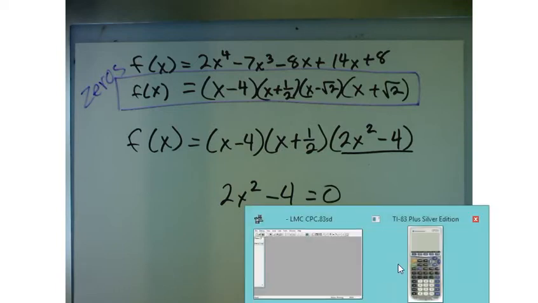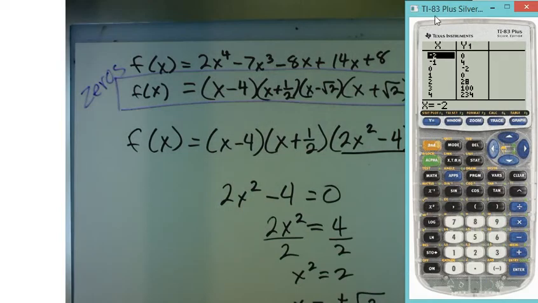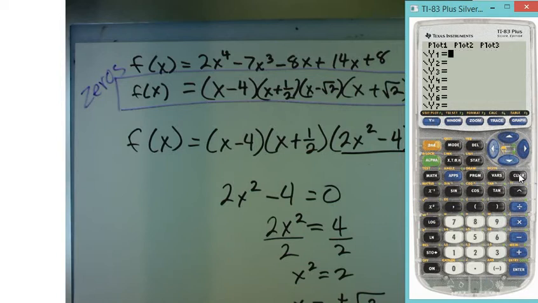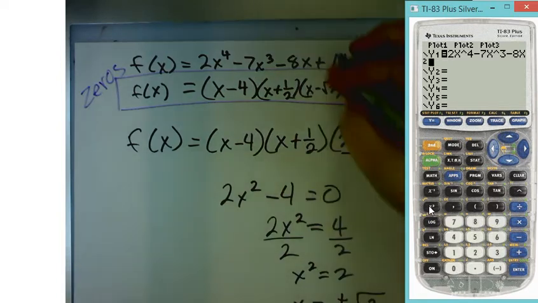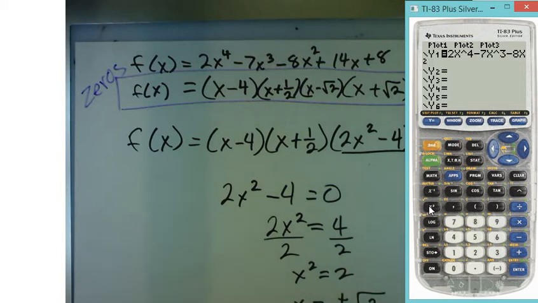So if I go and turn my calculator on, and I change my equation to 2x raised to the 4th minus 7x raised to the third minus 8. Oh, that's supposed to be x squared. You guys, you gotta catch that and tell Mr. Adams. x squared plus 14x plus 8.